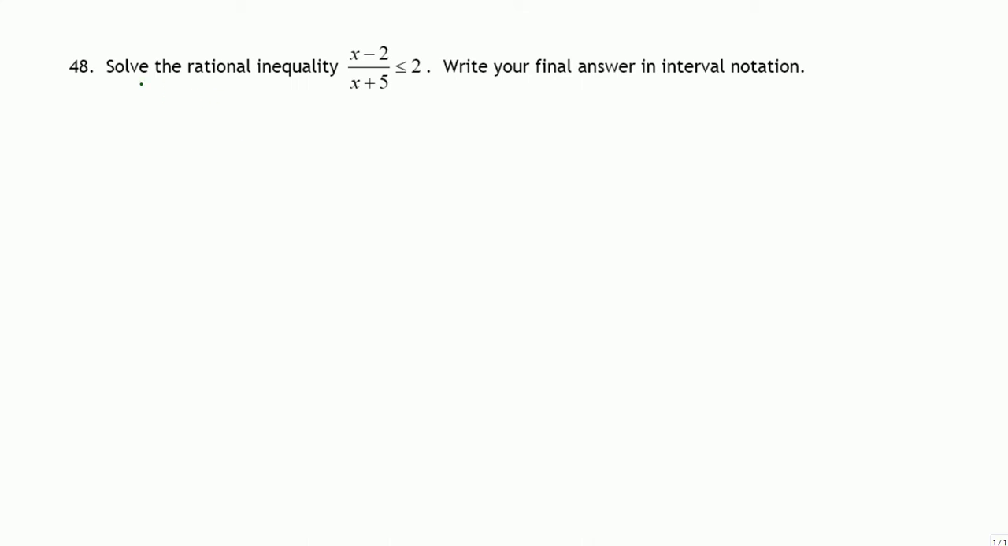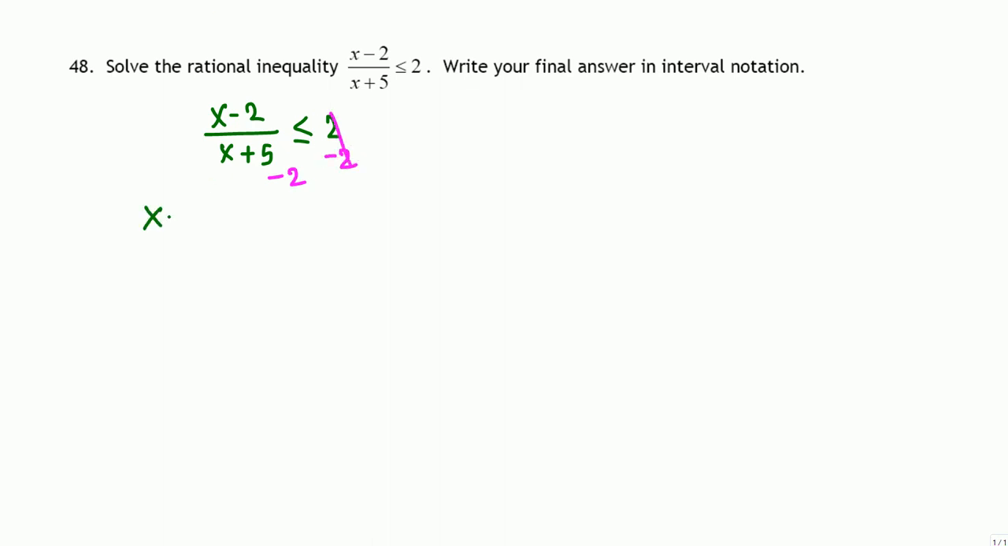Solve the rational inequality (x − 2)/(x + 5) ≤ 2. Write your final answer in interval notation. Okay, to solve this we have to make one side 0, the right-hand side 0 in this case. So we have (x − 2)/(x + 5) ≤ 2. Bring this 2 to the left side, so subtract 2 from both sides.